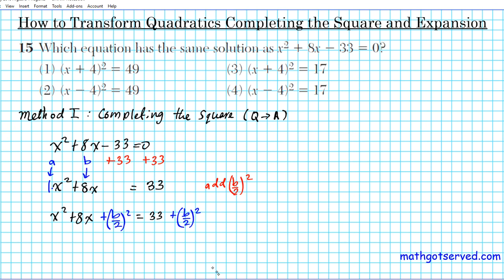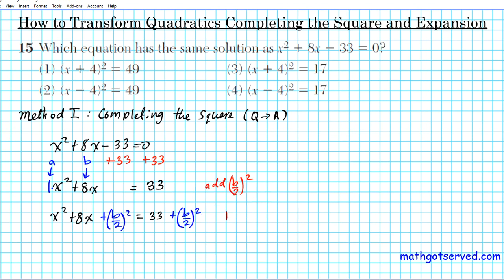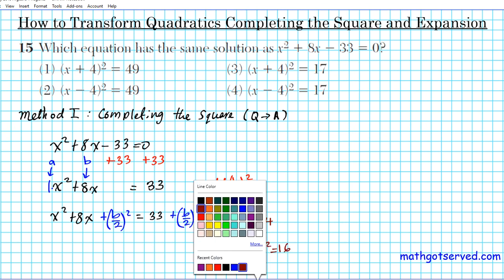Okay, so let's figure out what b over 2 squared is on the side here. B is 8. So when you divide it by 2, that's going to give us 4. So b over 2 squared is 4 squared, which is 16. So that's what completes the square.